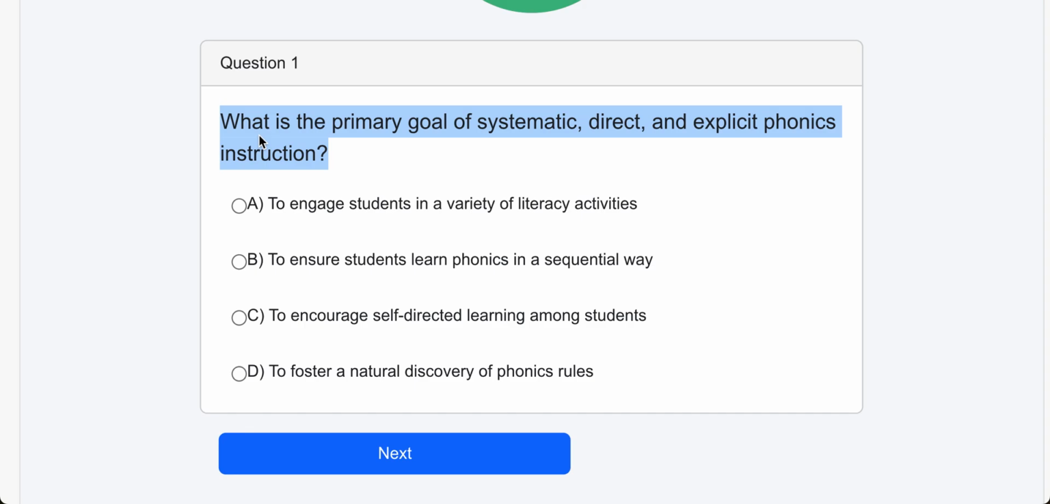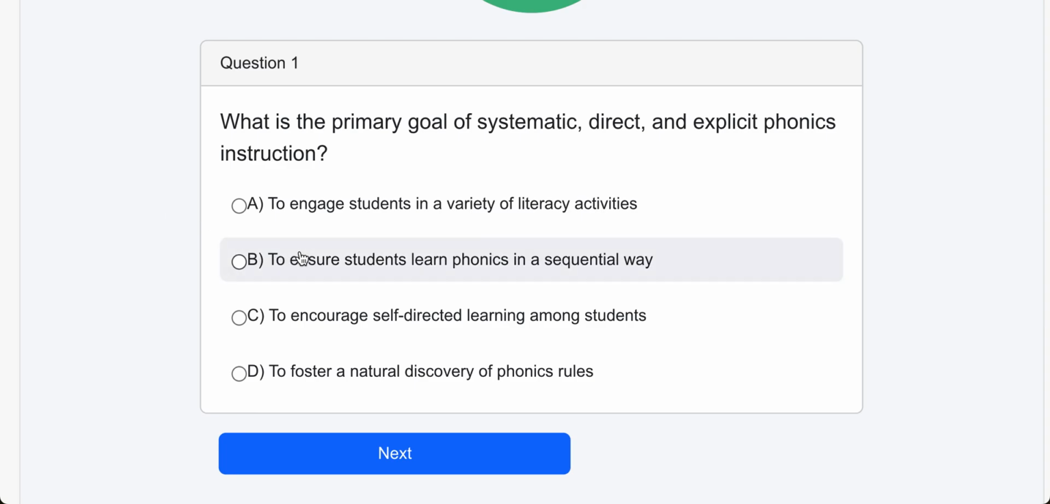This reads, what is the primary goal of systematic, direct, and explicit phonics instruction? Starting off with the fundamentals here, and you always want to be thinking about what the test administrators want you to think. You want to be thinking the way that they wrote the exam, and they want you to demonstrate your understanding that systematic, direct, and explicit phonics instruction aims to teach sound to symbol relationships in a clear and ordered way. Simple as that. Now, what we want to do is ensure that all students in our classroom understand phonics concepts thoroughly before we move on.